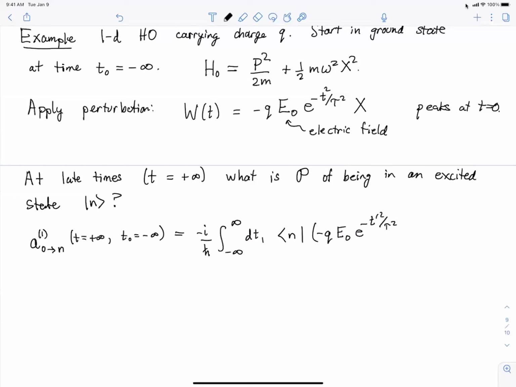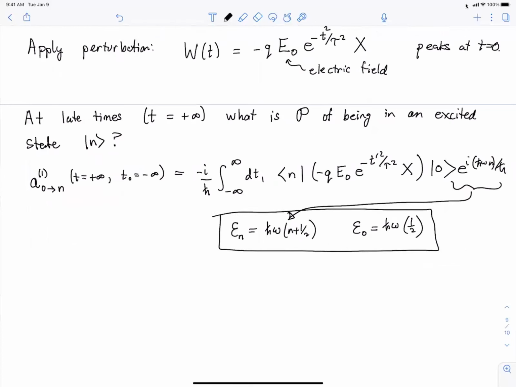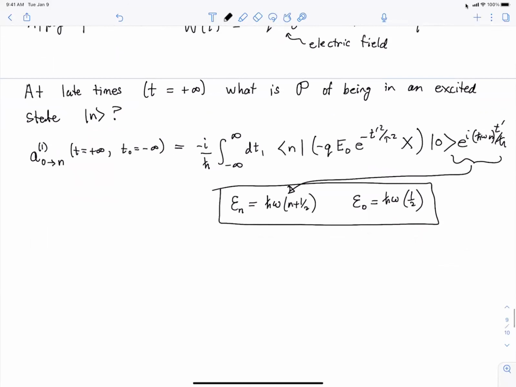Okay, I put in my perturbation Hamiltonian, which depends on time. X is the position operator, 0. And then I can't forget my exponential phase factor, which is e to the i h bar omega n over h bar. So let's just concentrate on where that came from. It came from the fact that my final state energy is h bar omega times n plus 1/2, and my initial state was the ground state, h bar omega times 1/2. So I take the difference between those, divide by h bar, and that gives the exponential. Oops, and I forgot a factor of t prime there. So let's rewrite that just to make things nicer.